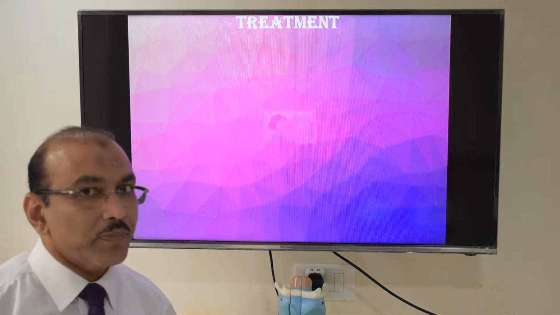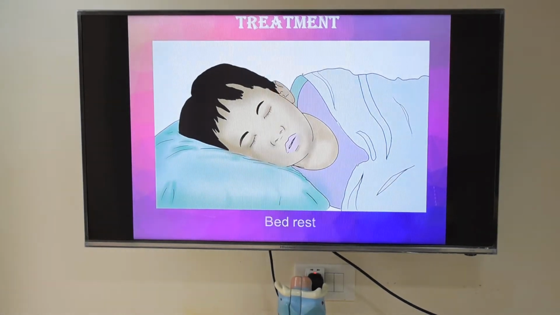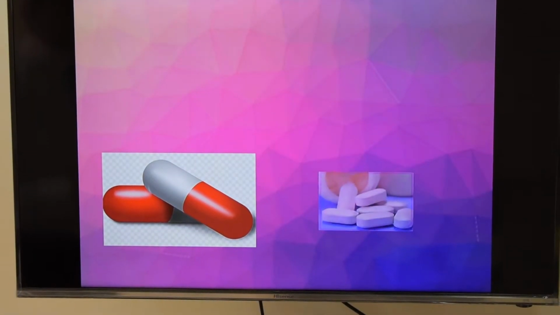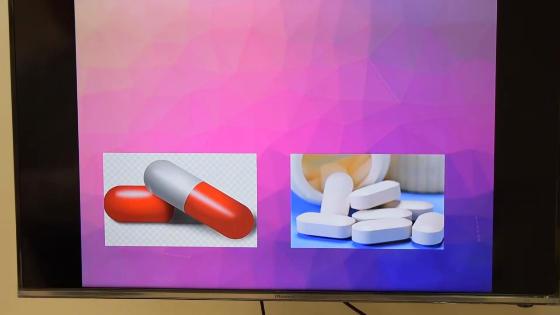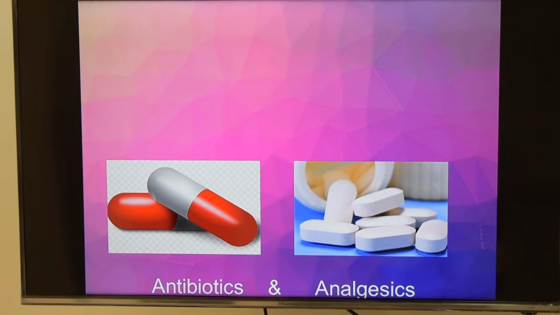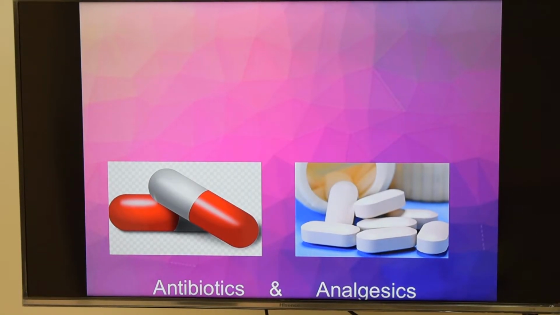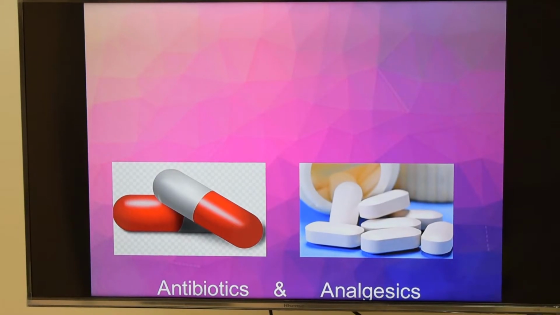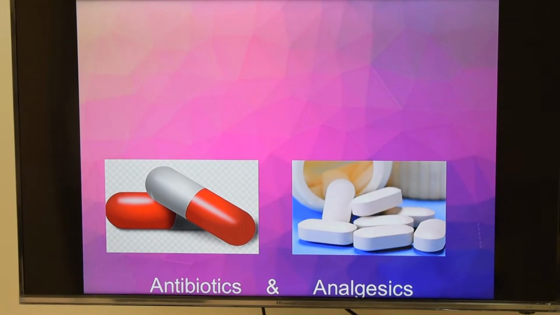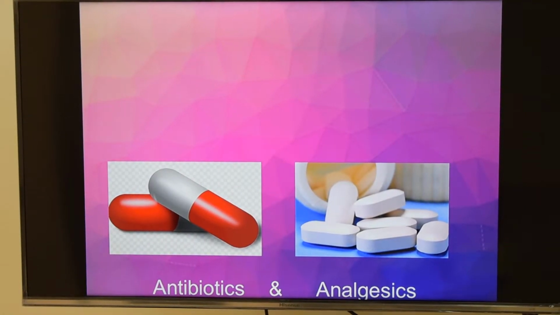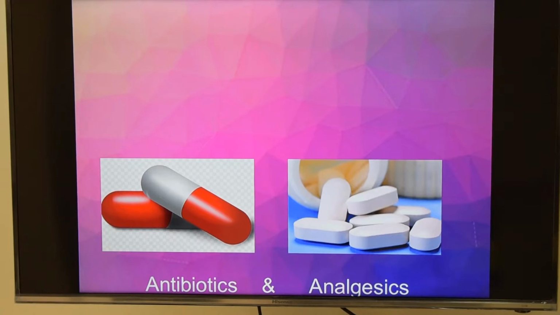Coming to the treatment: bed rest, balanced liquid diet, antibiotics, painkiller. Like I mentioned before, during the first visit, you may not get an antibiotic. Your family physician may call you once again, say after 4-5 days, especially if the complaints are increasing. If he takes a second look at the child and feels it is a bacterial infection, he may give you a course of antibiotic for approximately 7 days.